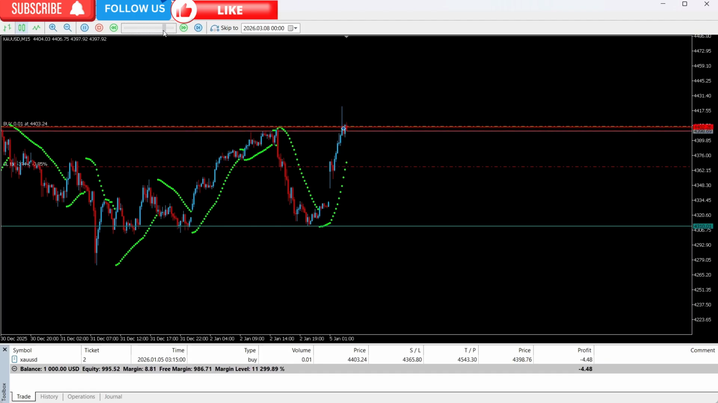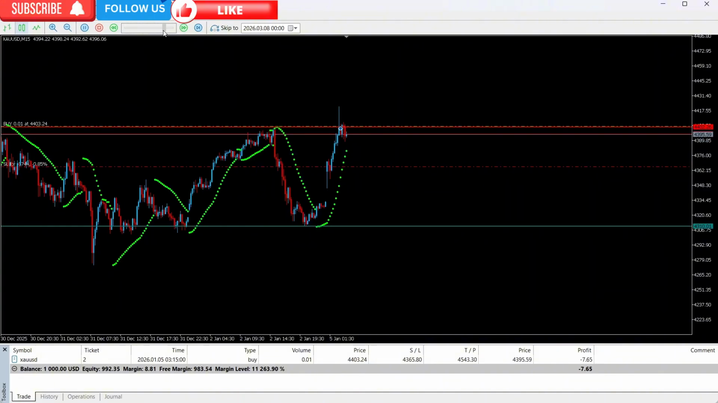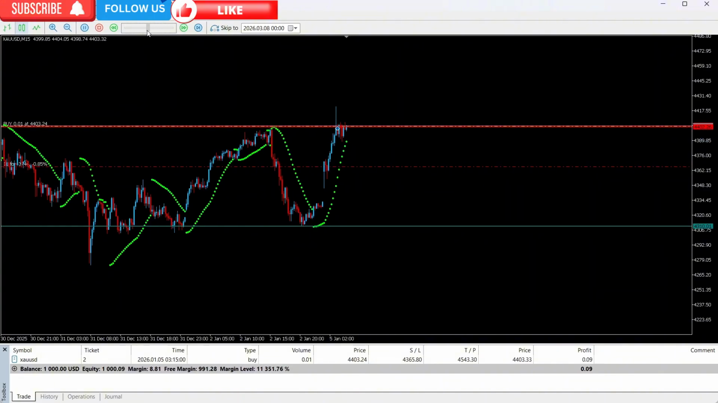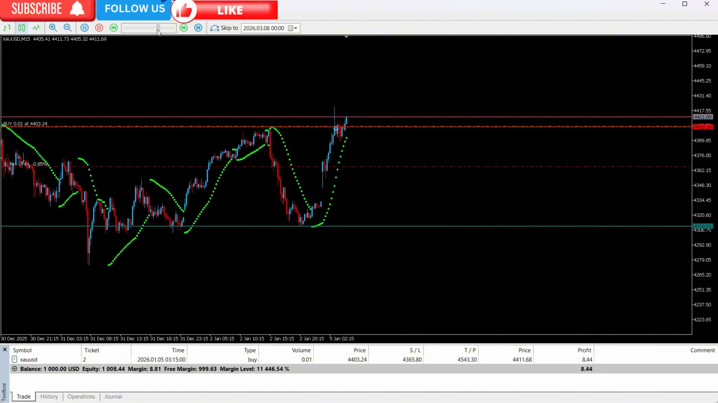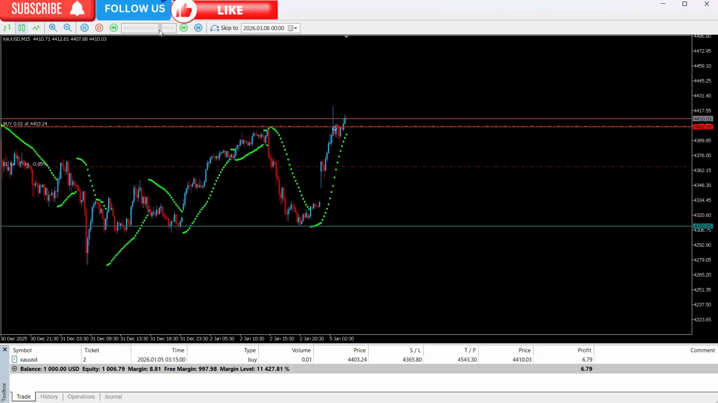So if you have a trailing stop, you don't really need a break even feature. I'm going to show you guys later as well, you can actually use this robot to be a scalper as well. Just by changing the settings on it, you can also use it as a scalper. So you can use it for liquidity sweeps, breakouts, and for scalping.